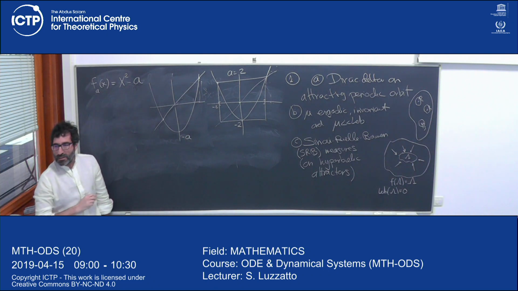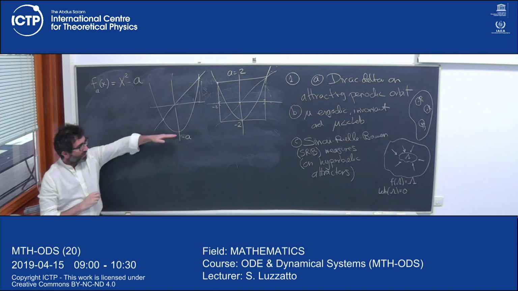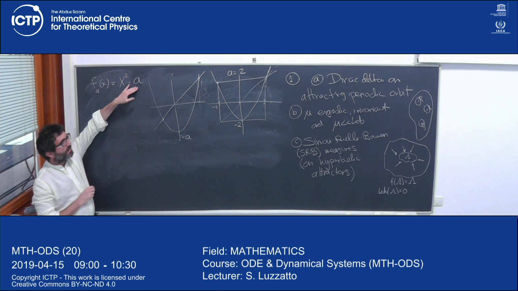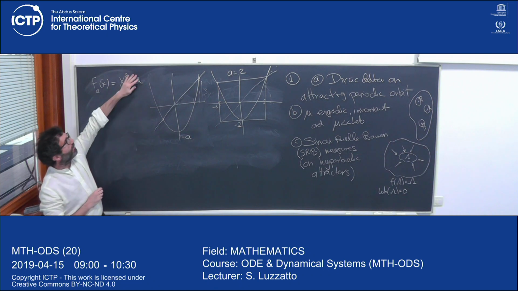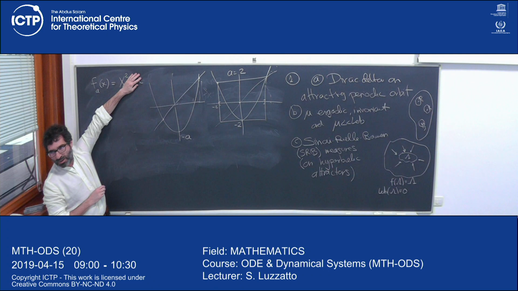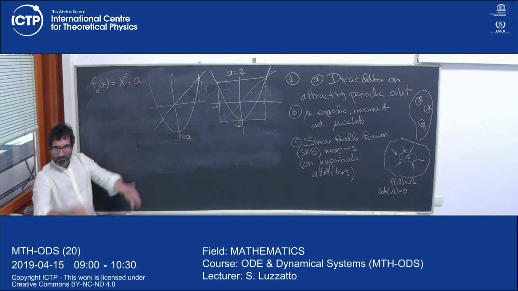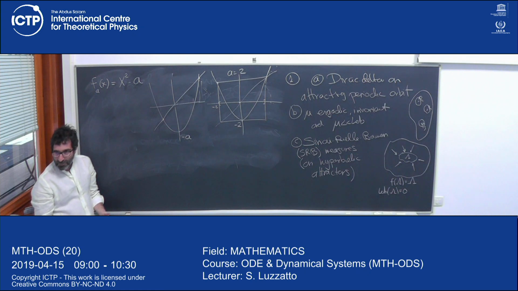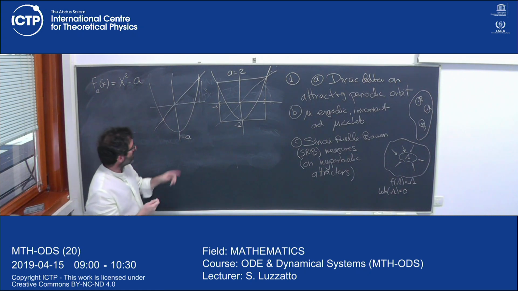So what happens when a is bigger than 2? This is less than -2, so this is going down. So all this is a translation of this parabola, right? This is just a parabola x squared, and you just push it up and down. So we're going to do a brief analysis and see what happens for different parameters.